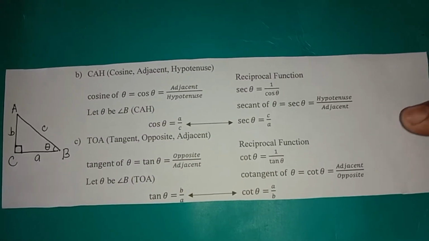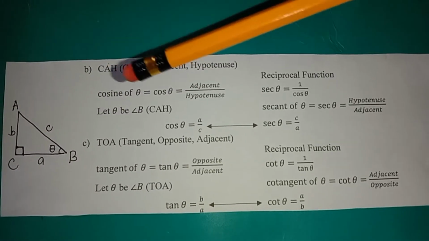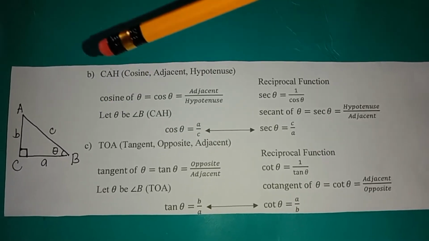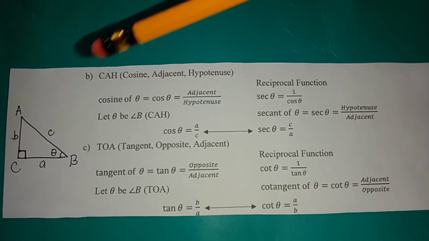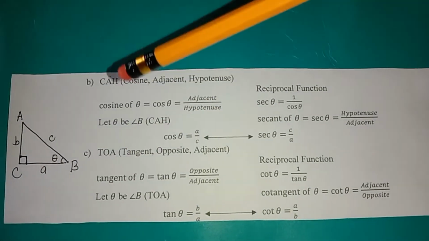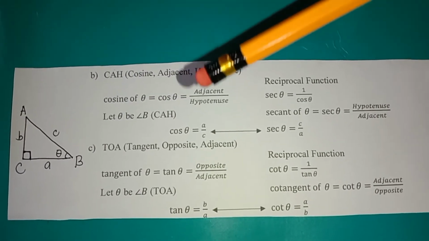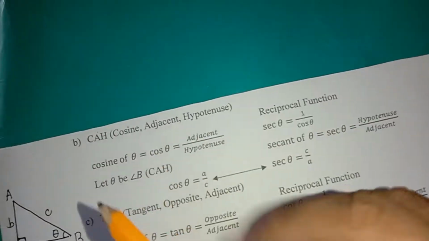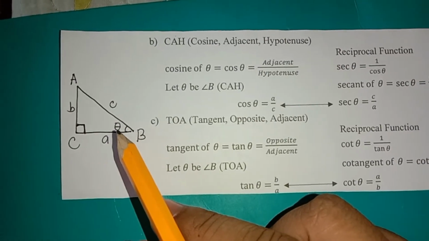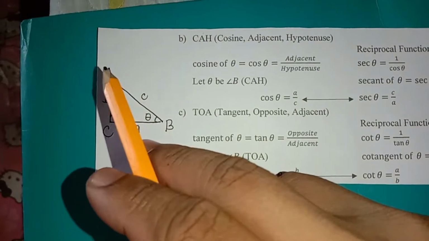Okay, so let's go now to the K. Letter B, the K. K or cosine, adjacent hypotenuse. So, if you're going to change that one to formula, so kanang K is cosine of theta equals adjacent over hypotenuse. If this is our reference angle, the angle B or the theta, so ang adjacent niya is the A, ang hypotenuse C.